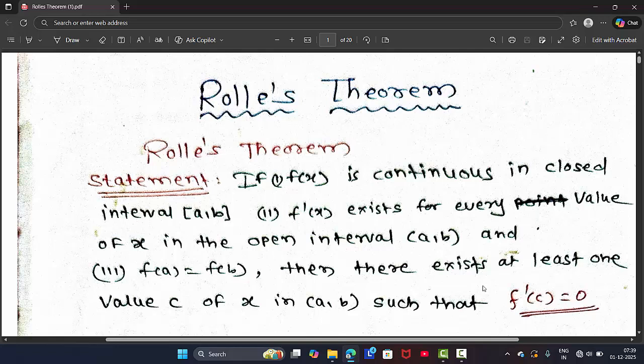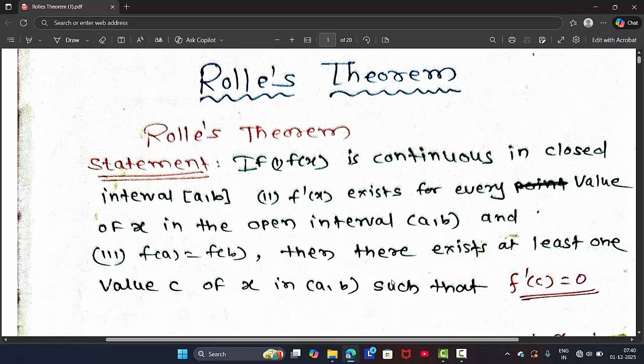If f(x) is continuous in the closed interval [a, b], f'(x) exists for every value of x in the open interval (a, b), and f(a) equals f(b), then there exists at least one point c in the open interval (a, b) such that f'(c) equals 0.